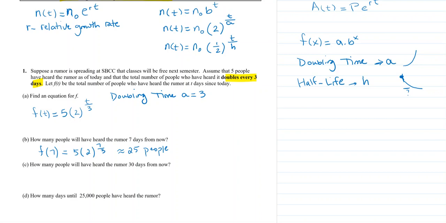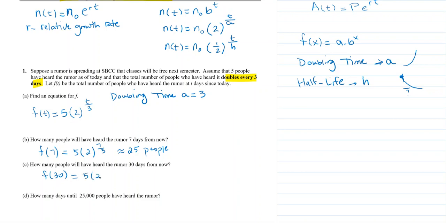Next question, how many people will have heard the rumor 30 days from now? That's the same type of question. They're giving you the days. And because the doubling time was given in days, then all the measurements of t are going to be in days. So yes, for 30 days, I would plug in 30. If they had set 1 month and it's a 30-day month, I would still have to put 30 because the measurement has to be in days.